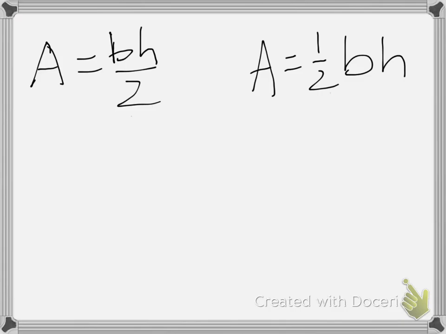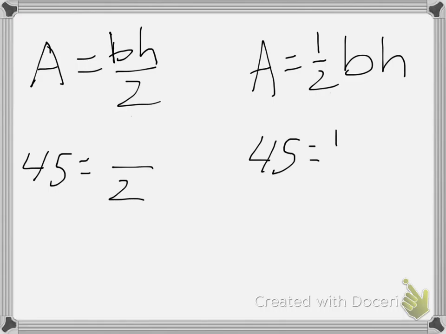So we are given the area, which is 45. So whichever way they're doing it, they can put the 45 in, we can put the 2 in there, and we put the half in there. And we're given, for this one, we're given the height, which is 9. So it's going to be something times 9.